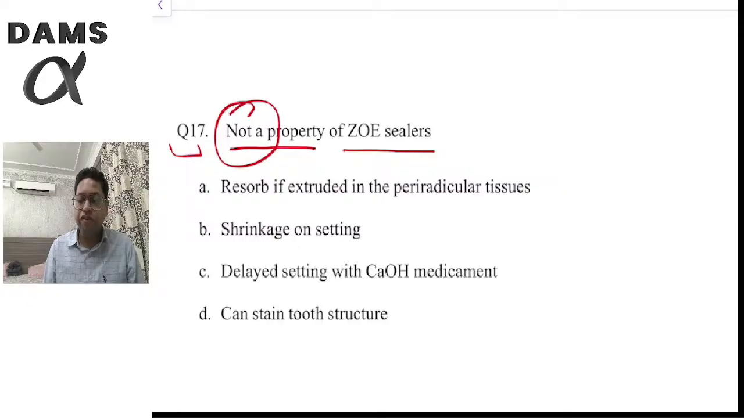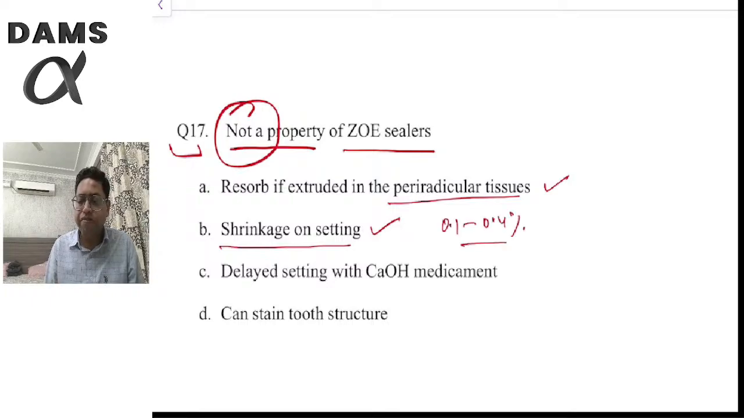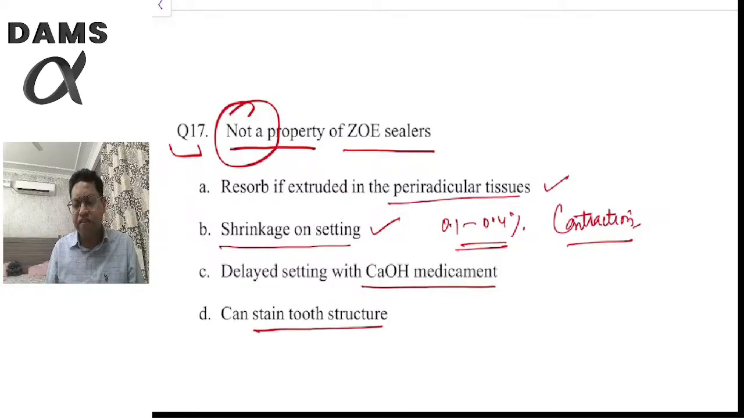It resorbs if extruded in the periradicular tissues. Yes, zinc oxide eugenol has the advantage that to an extent it is resorbable when it is extruded beyond the confines of the root canal. Shrinkage on setting is a property. They have a contraction potential in the range of 0.1 to 0.4%, contraction of zinc oxide eugenol based sealer happens inside the root canal. Delayed setting with calcium hydroxide medicament and can stain the tooth structure. Yes, they have a potential to stain the tooth structure, zinc oxide eugenol.